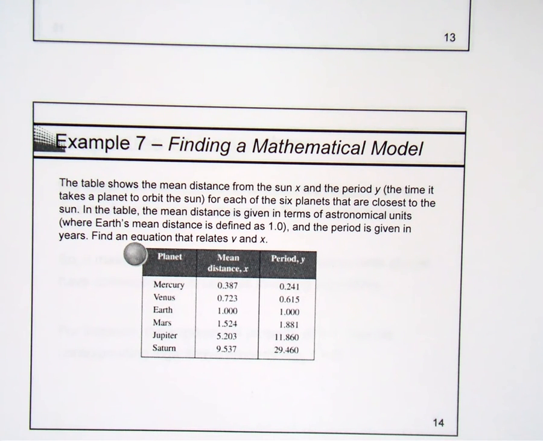The table shows the mean distance from the sun, x, and the period y, the time it takes a planet to orbit the sun, for each of the 6 planets that are the closest to the sun. In the table, the mean distance is given in terms of astronomical units, where Earth's mean distance is defined as 1, and the period is given in years. Find an equation that relates y and x.